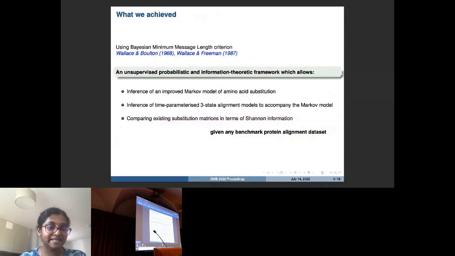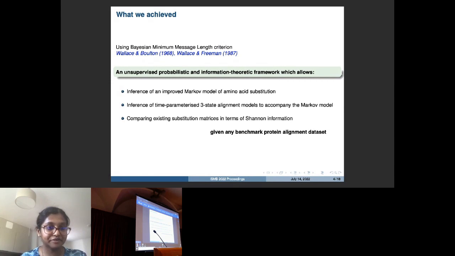To that end, we came up with a Bayesian information theoretic framework that allows us to do three key tasks. First, to infer an improved Markov model of amino acid substitution, and then to infer time parameterized three-state alignment models to accompany that Markov model. And finally, to compare any given set of existing substitution matrices in terms of the Shannon information, given any benchmark protein alignment dataset. This framework leverages the statistical inductive inference framework known as the minimum message length inference framework.